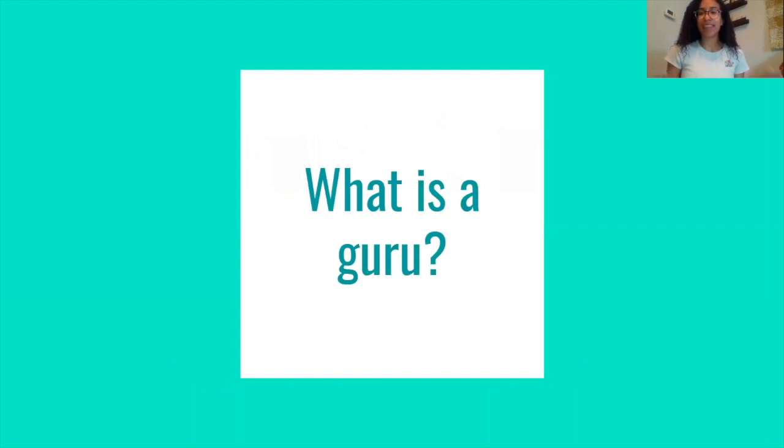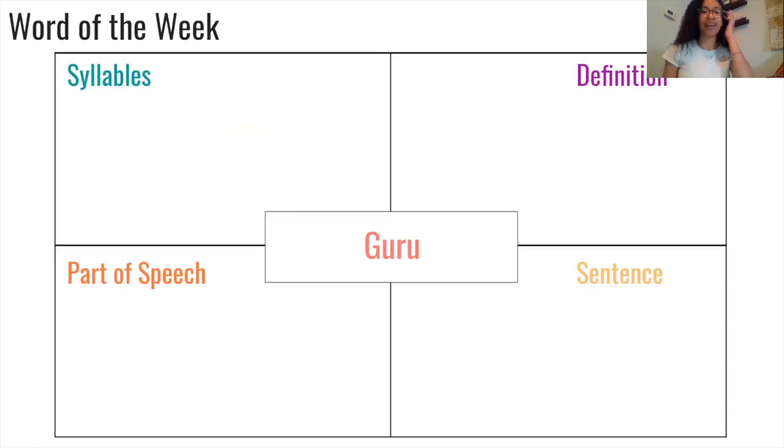Now you might be thinking, what is a guru? And I'm glad you're asking that because that's actually our vocabulary word for this week. So let's break that word down. Let's start with syllables. We want to know how many syllables are in the word guru. I'm sure some of you have already started clapping. The word guru has 2 syllables, okay?